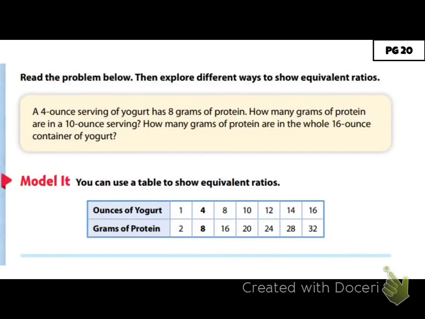The next problem says a 4-ounce serving of yogurt has 8 grams of protein. How many grams of protein are in a 10-ounce serving? How many grams of protein are in the whole 16-ounce container of yogurt? So we can use a table to show equivalent ratios. Here you can see we have the original ratio they gave us, which they divided both by 8 to get 1 to 2. And then you can see how they multiplied to get to the other ratios.